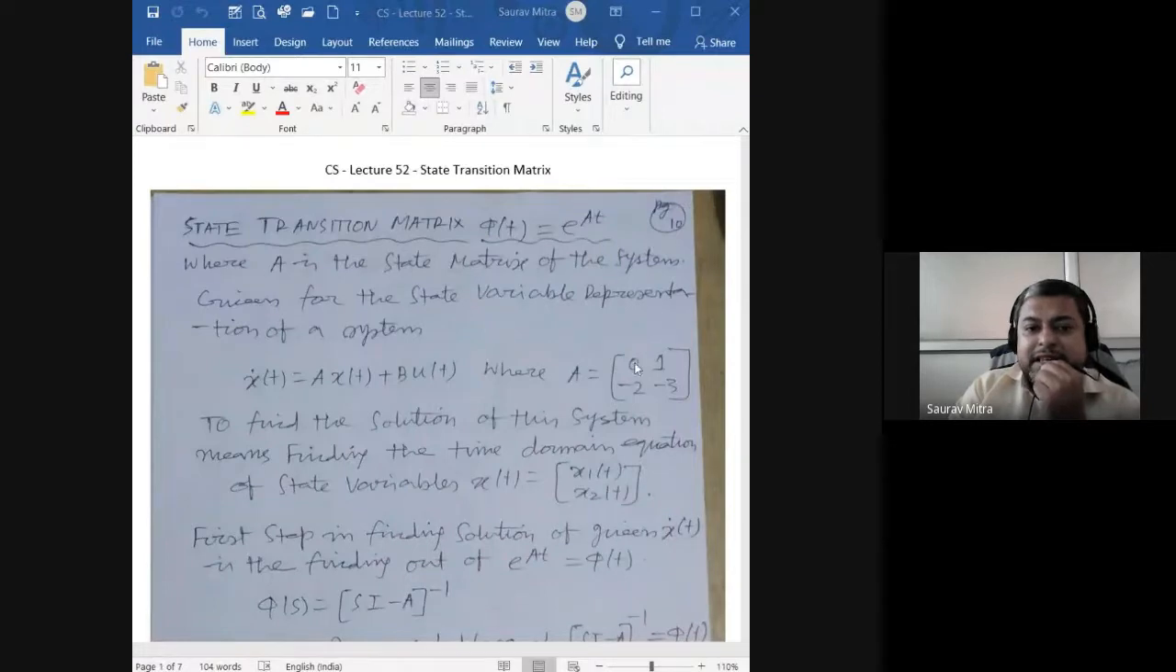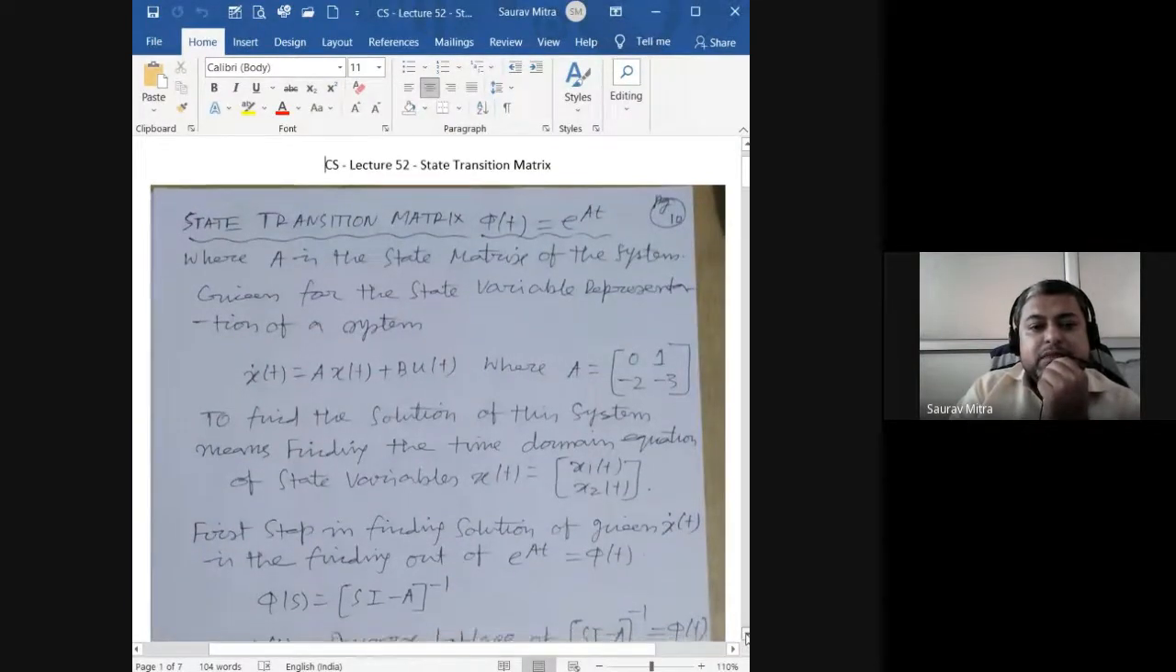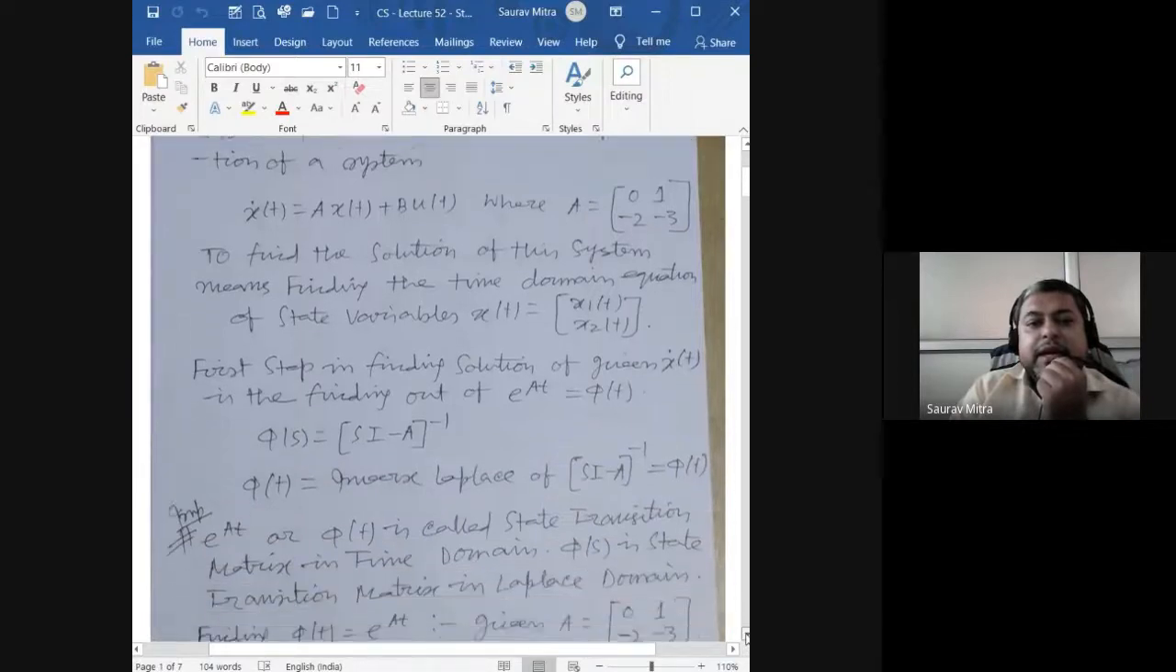Likewise, whatever is given here, this A is 0 1 minus 2 minus 3. So in case of A you have to substitute that, and accordingly you have to write what is the state transition matrix. So let us find out the state transition matrix for some case, and let us see first what is the state transition matrix. It is e raised to at, where A is the state matrix, that is the most important matrix in state variable analysis, given for the state variable representation x dot t is equal to Axt plus But, where A is equal to 0 1 minus 2 minus 3.